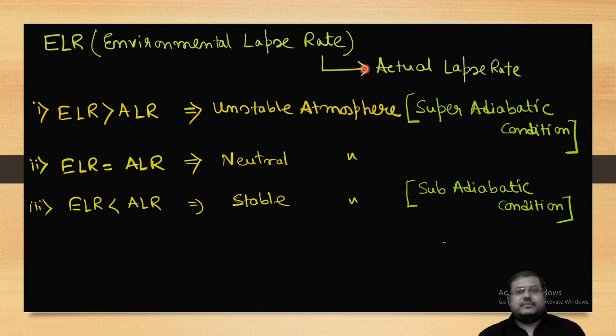Now there is the actual lapse rate, as opposed to the ideal one. The actual lapse rate is called the environmental lapse rate or ELR. Now the question is, there are three conditions: ELR greater than ALR, ELR equal to ALR, and ELR less than ALR.